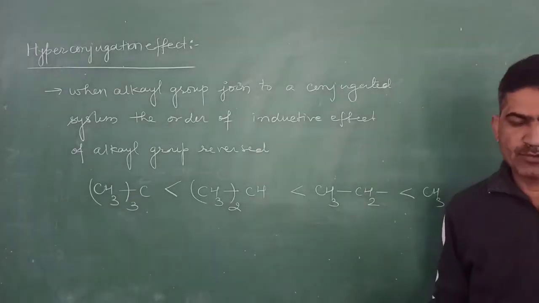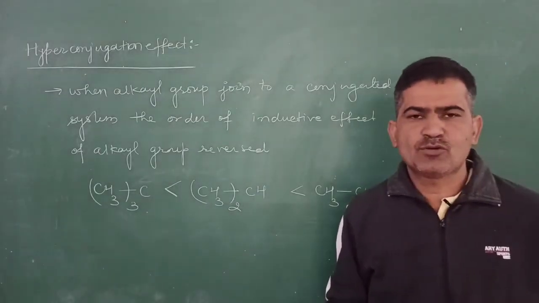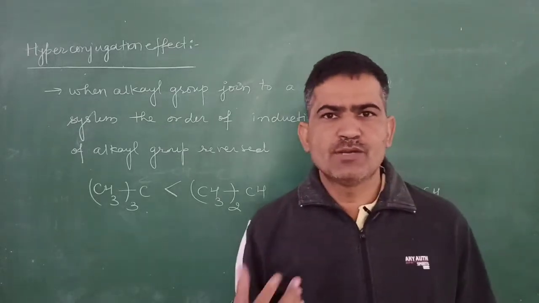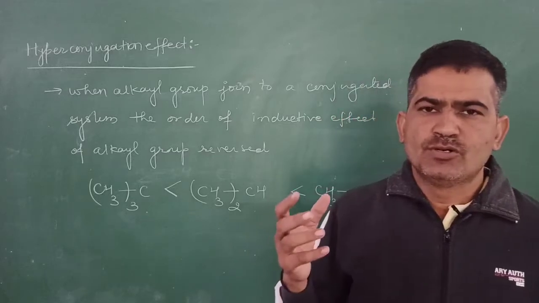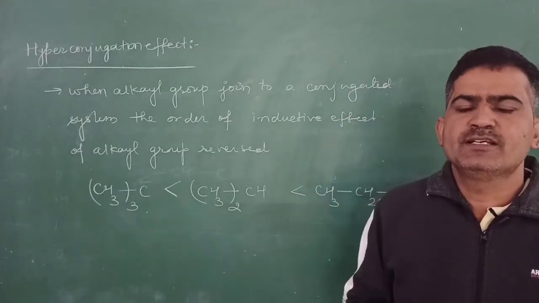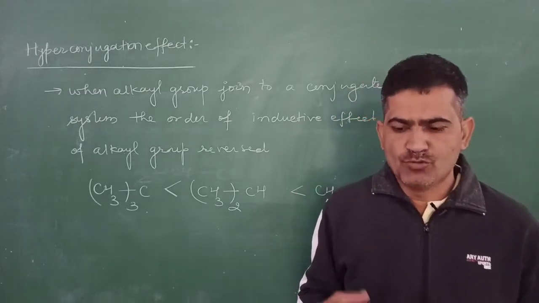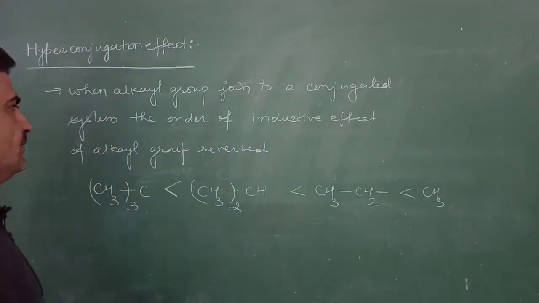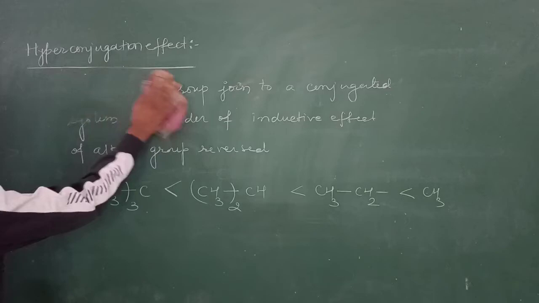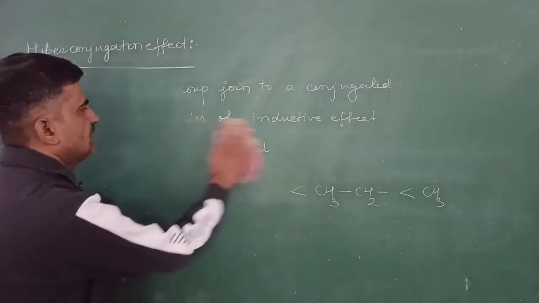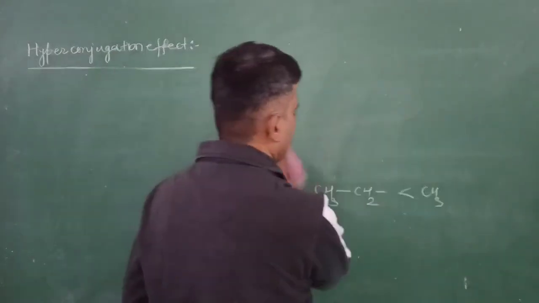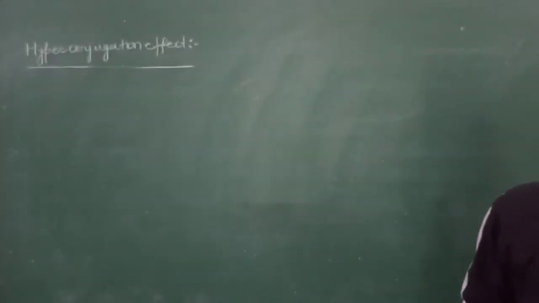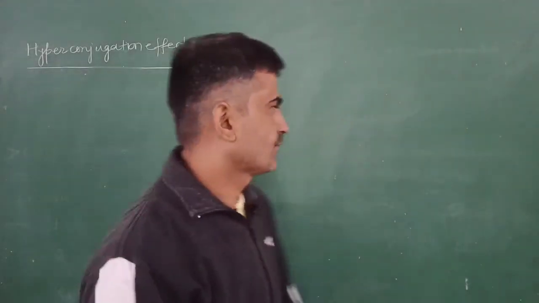What is actually the hyperconjugation effect? Hyperconjugation effect is the movement of sigma electrons to a conjugated system. Movement of sigma electrons to a conjugated system is known as hyperconjugation. Let us understand with the help of an example. Just like I take the example of propene.